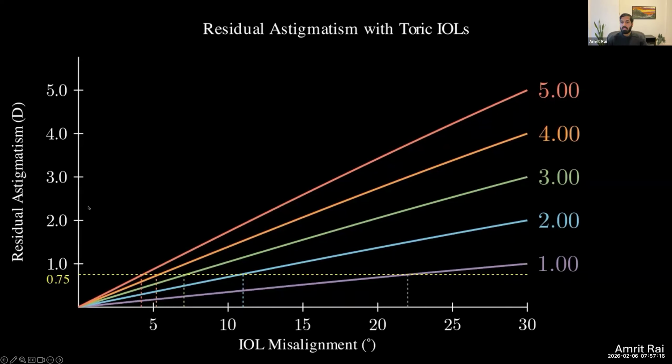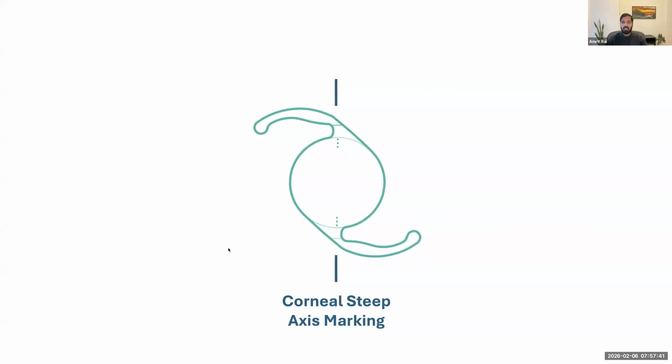The takeaway point being that it is increasingly important to ensure your axis is aligned in cases with higher astigmatism. We can see that when the corneal astigmatism is only 1 diopter, here in purple, we get 0.75 diopters of residual astigmatism around that 22 degrees of misalignment. Whereas if you have 5 diopters of corneal astigmatism in red, then this occurs at just 4 degrees of misalignment. And these amounts can be quite subtle.